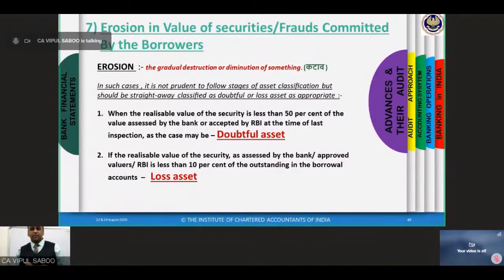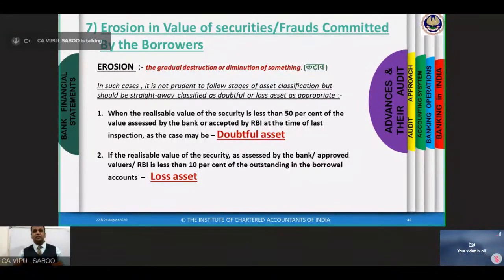In such cases, it is not at all rational to follow asset classification. You should directly classify the loan as doubtful or loss. When loss and when doubtful? When the realizable value of the security is less than 50% of the value assessed by the bank.